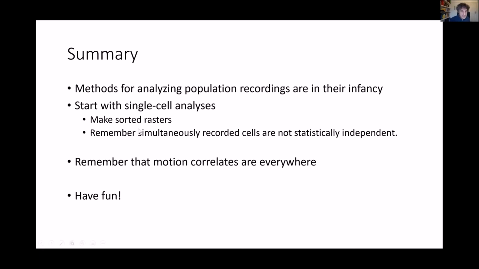The best thing is always to start with single cell analyses, make sorted rasters, and remember that simultaneously recorded cells are not statistically independent. And also remember that motion correlates are everywhere, and have fun, because this is just such a great sort of data to have. We're going to finally figure stuff out.